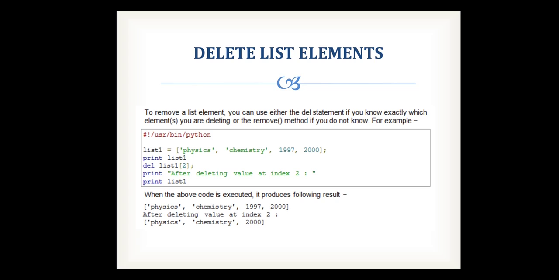When you are using the del statement, del list1, and specifying the index number, then afterwards, when you print list1 again, it will print the list without the element at that index, that is 1997, which is already deleted. So after that the list is going to look like physics, chemistry and 2000. Okay, so your third element, whose index position is 2, is already deleted from the list.